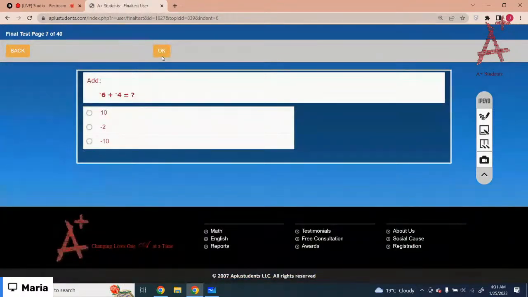Okay, -6 and plus -4. So which is the correct option? Both the numbers have the same sign. Just add them. 6 and 4 is 10. So both the numbers are negative, so the answer must be negative. It would be -10. Got it? It would be -10.